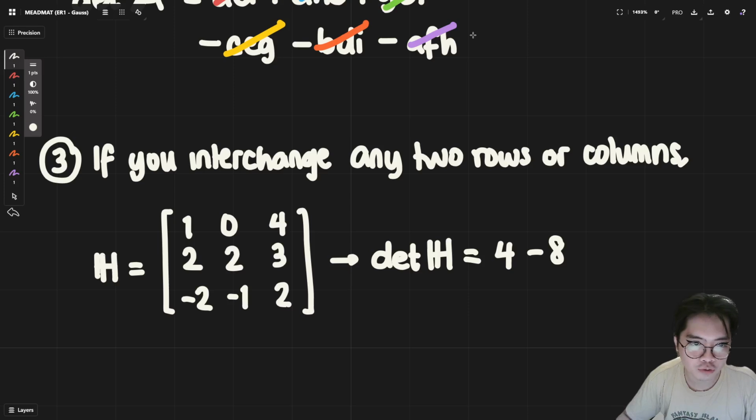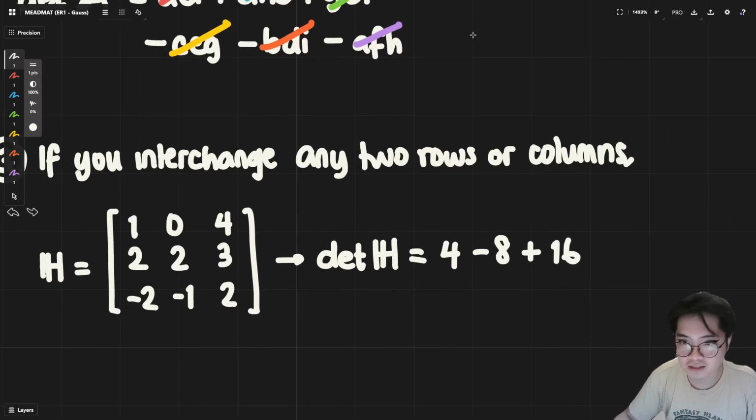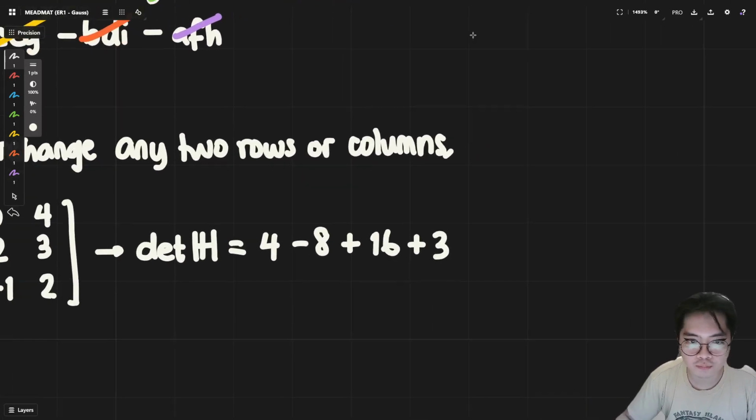And now we go to the upward diagonals: negative 2, negative 2, negative 2, 2, and 4, that is 16. It's plus 16 because there's a negative here already. 1, 3, and negative 1, that is positive 3. And then 2, 0, and 2, we will not include that because there's already a 0. So if we put all of these together, we will have 16 plus 3, 19 plus 4, 23 minus 8. That is a determinant of 15.